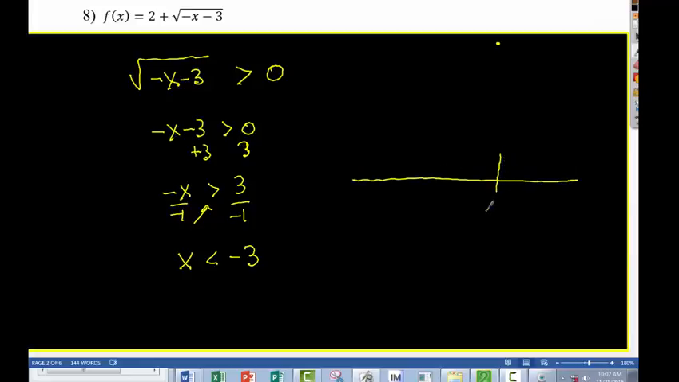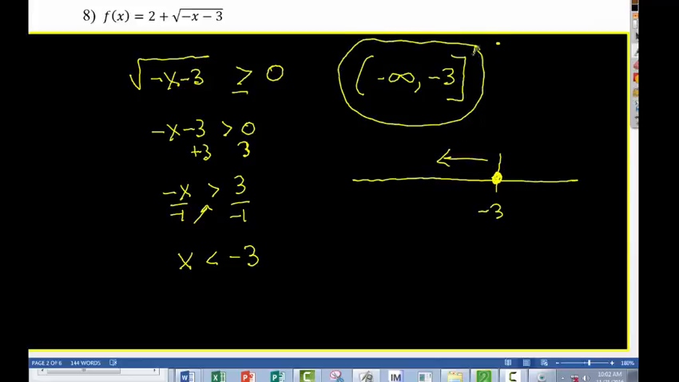So what does that mean? It's here at negative 3, and it can be equal to negative 3, but otherwise it has to be smaller than negative 3. So how do I write that? Well, that would be from negative infinity all the way up to negative 3, and it includes negative 3. So that would be the domain for number 8.